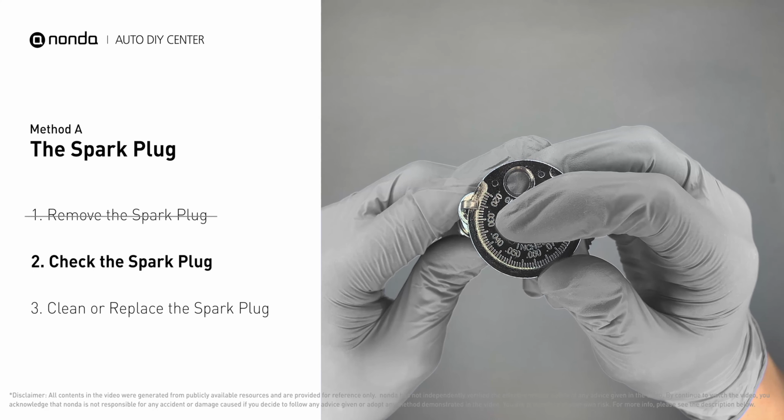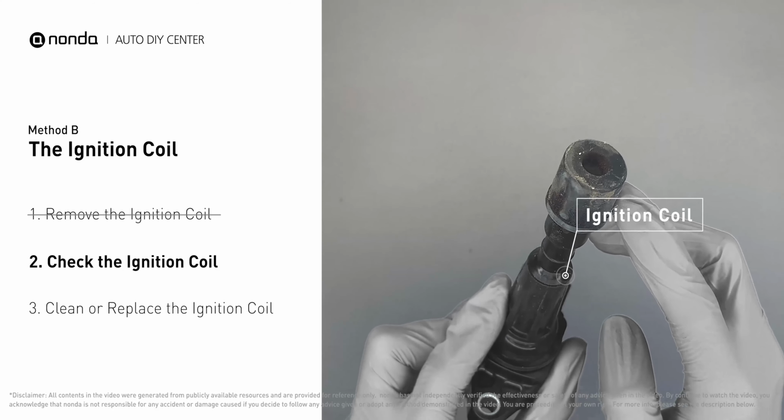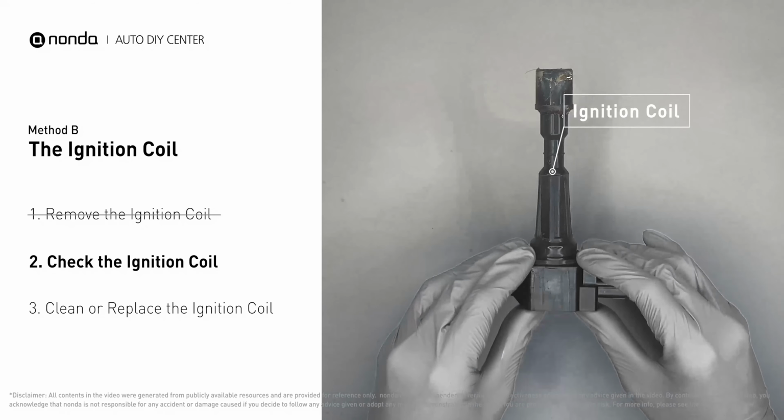Method B, the ignition coil. Ignition coils are usually installed directly at the cylinder head above the spark plug. First, carefully remove the ignition coil from the engine. Check to see if the ignition coil is either stained or damaged.